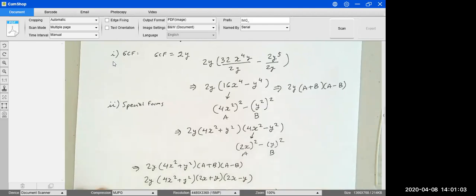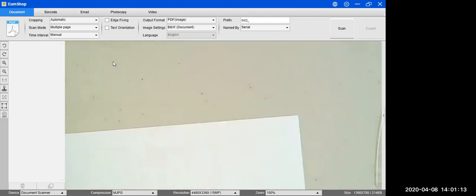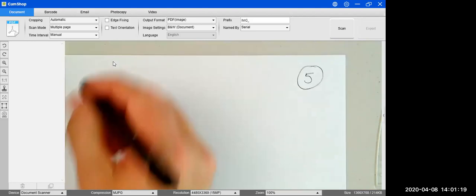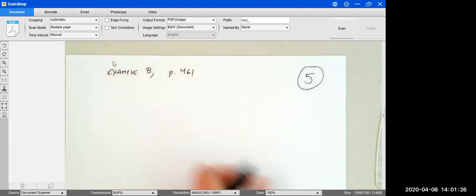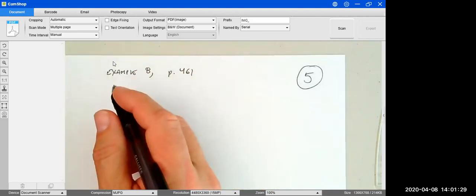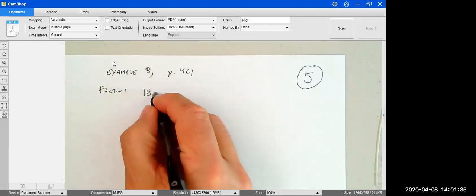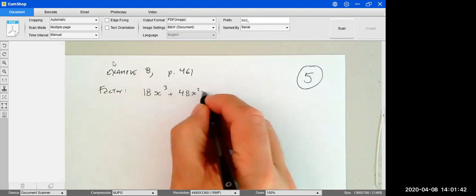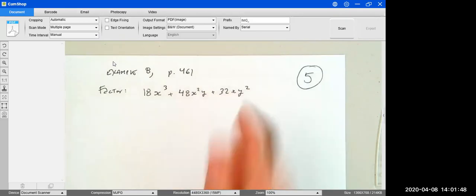So one more example, and then you're going to work by applying this general factoring strategy. So one more example, and then you're gonna do your part. So I have example 8 on page 461. So we're gonna factor 18x cubed plus 48x squared y plus 32x y squared.